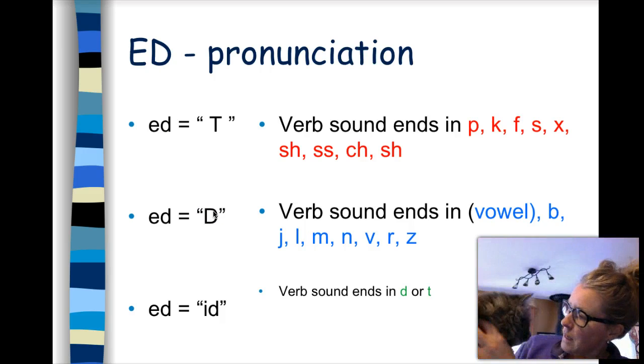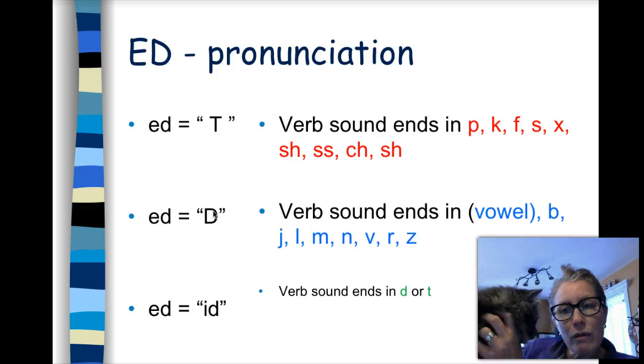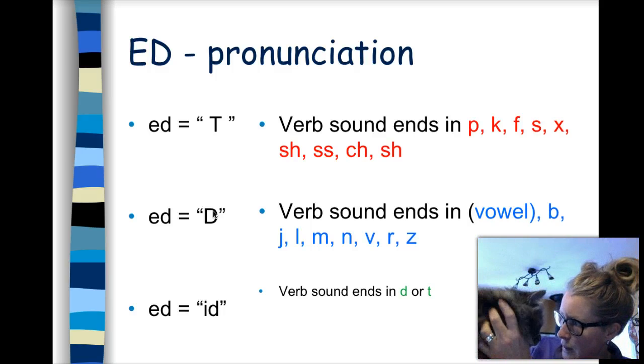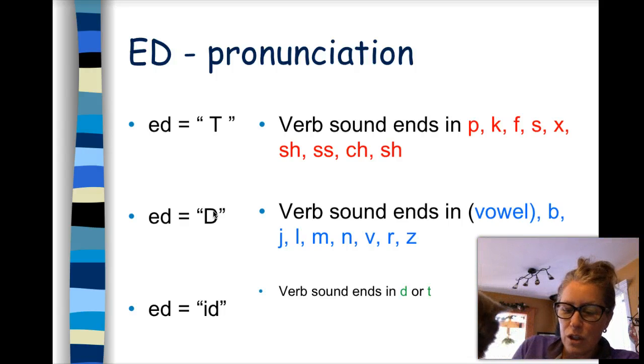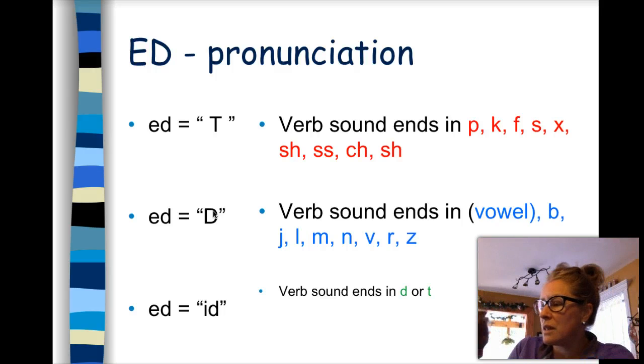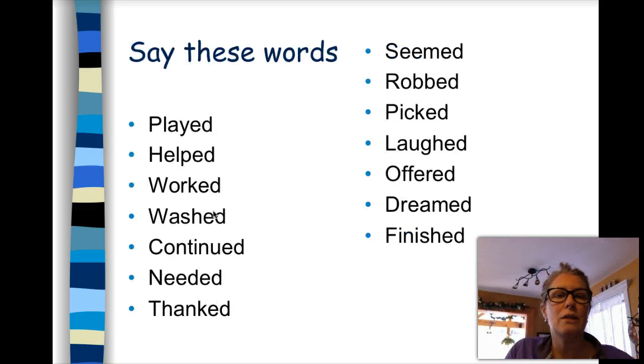So if your verb ends in a P or K or F or S sound or an X, or depending on the verb ending, your pronunciation is going to change. So let's have a look at these verbs together. I'm going to say them, maybe repeat them after me, and then write down what kind of ending it sounds like. Is it a T, a D, or an id?